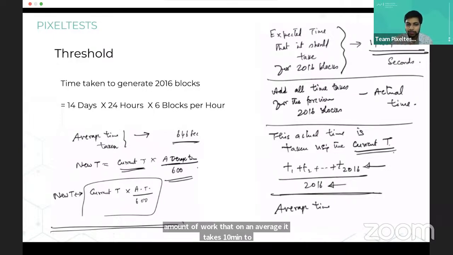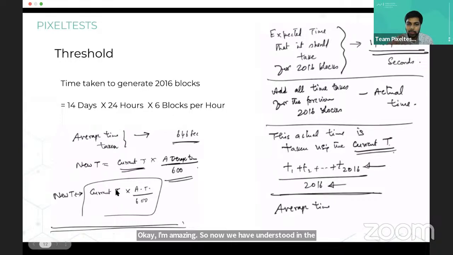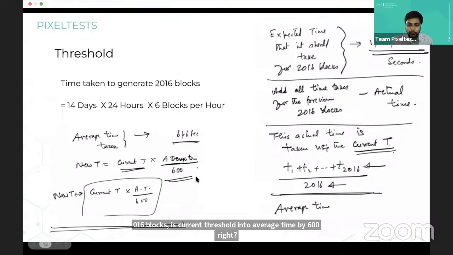Okay, it's amazing. So now we have understood in a previous session that after 2016 blocks, this is also a system parameter, the difficulty gets assessed again and the threshold gets adjusted. So the new threshold formula after every 2016 blocks is current threshold into average time by 600, right? So we have understood this.